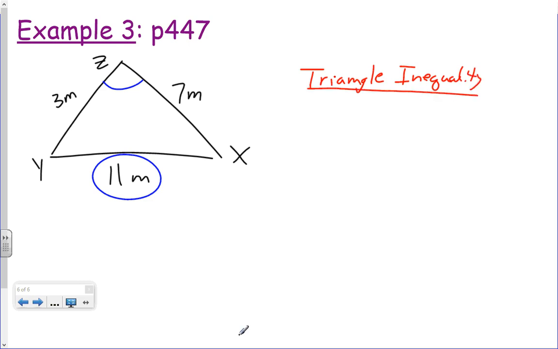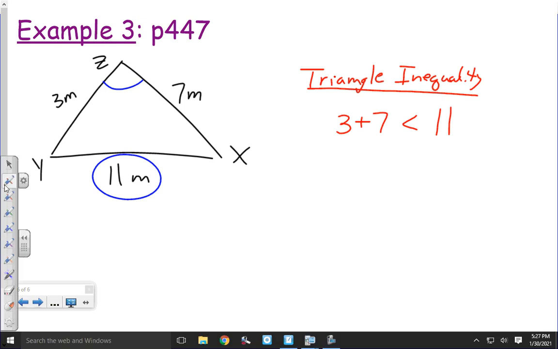Our triangle inequality says that the sum of any two sides of our triangle has to be bigger than the third side. Well, notice what happens when I take 3 plus 7. 3 plus 7 is supposed to be more than the third side, but it's less than it. This is a problem. We don't even have a triangle. So if you recognize that right here at this point, you're done. There's no work to do. There's not even a triangle.